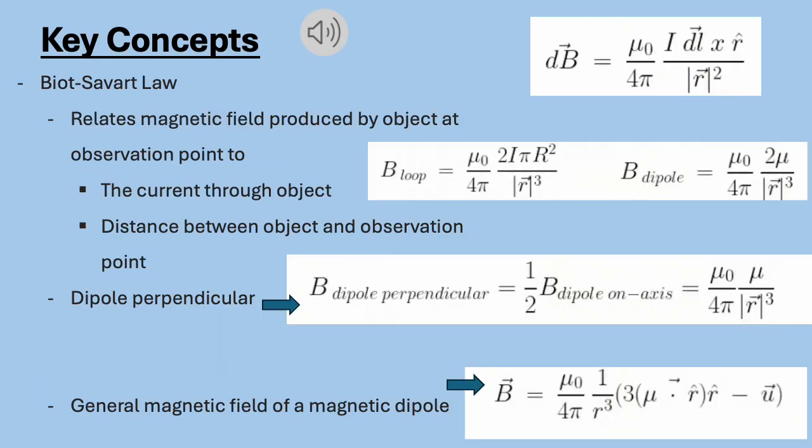Here are a couple of the key concepts. I won't read through all of it, but I will just touch on Biot-Savart law, which relates the magnetic field produced by an object at an observation point to both the current through the object and the distance between the object and the observation point. And then if we want to calculate the electric field of a perpendicular dipole, we use this, as you can see on the right. And then if we're just calculating the general magnetic field, we use this on the right.